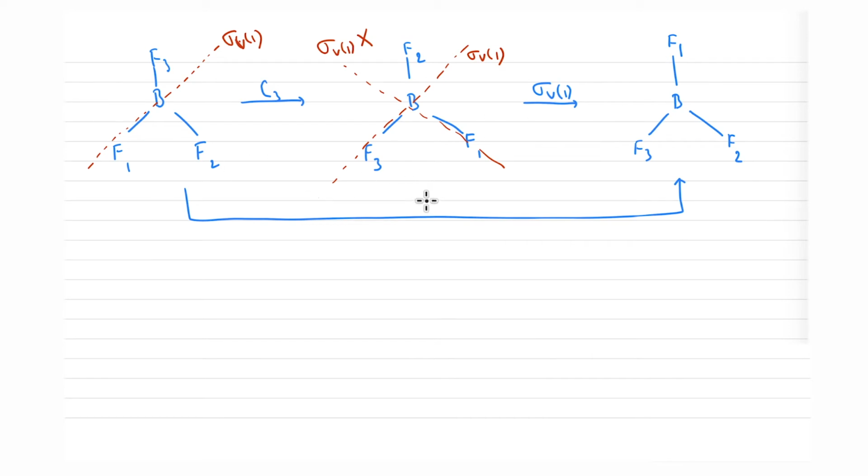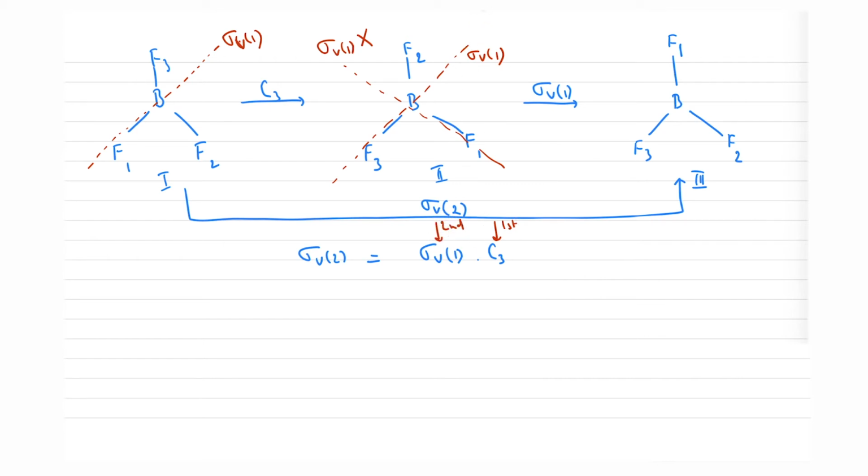That means if I reflect it by sigma V2, this will be the operation which will take it from first to second to third. So we can safely say that sigma V2 is equal to sigma V1 C3. So the order is we operated C3 first and sigma V1 second.